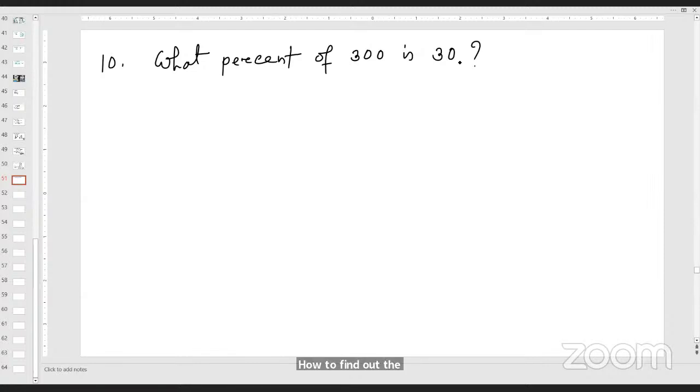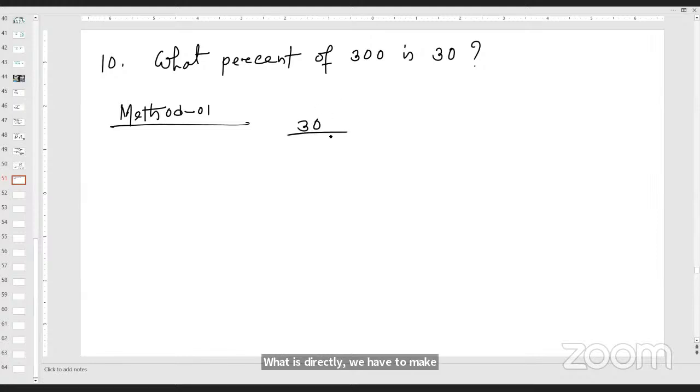Okay, sir. So that's the thing. I'm going to show you actually 2 different ways. Method 1: directly we have to make a fraction, that is 30 over 300, as we have to compare 30 with 300. So the 300 will be the denominator and the 30 will be the numerator. This is the comparison actually, right? Once we compare 30 to 300, the 30 will be the numerator and the 300 will be the denominator.